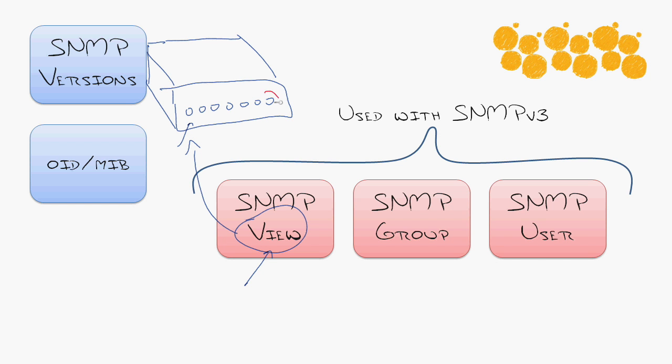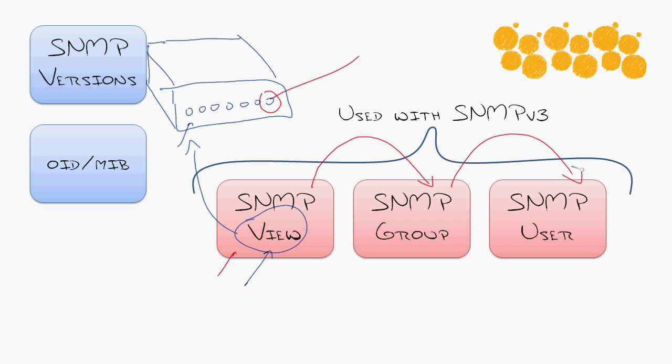You could say just that interface of the device. Maybe you've got a partner company who connects on that interface, and they want to be able to see the statistics of how much traffic is being sent and all that. You can create a view which restricts it down to just that. You then associate the view with a group, which defines the type of access, read only or read write, as well as what kind of security is enabled for that.